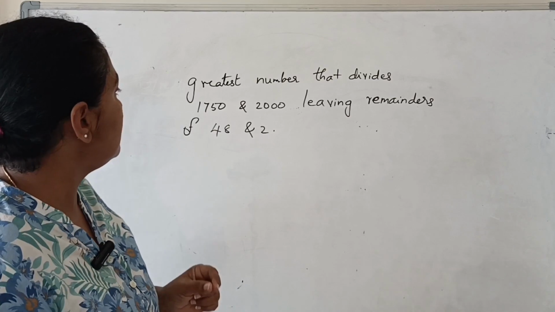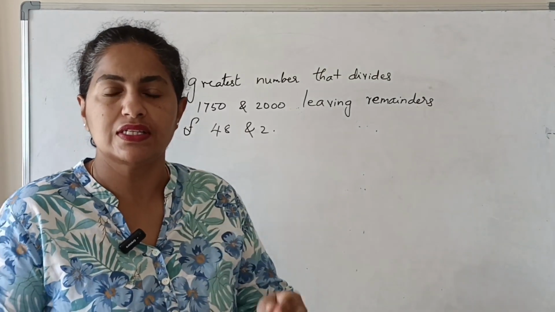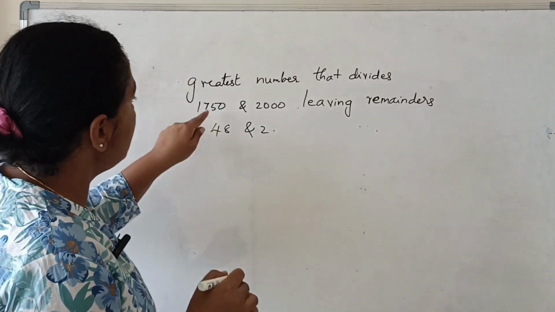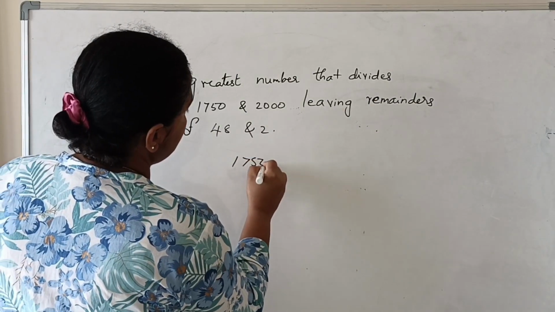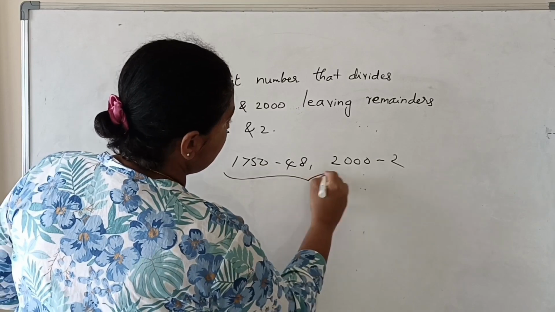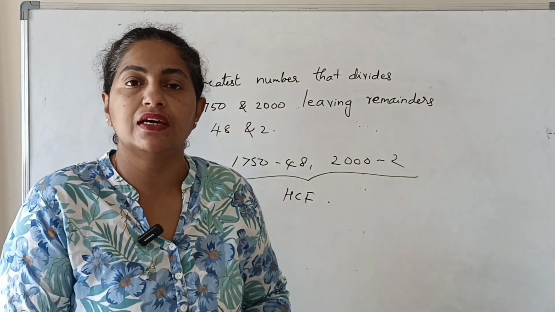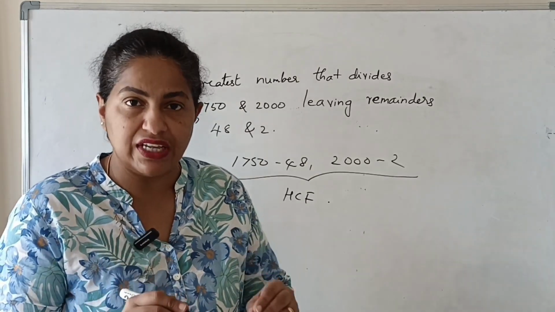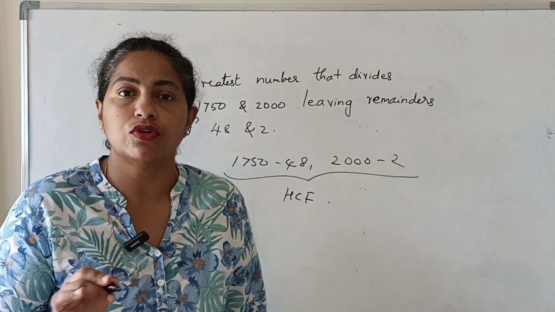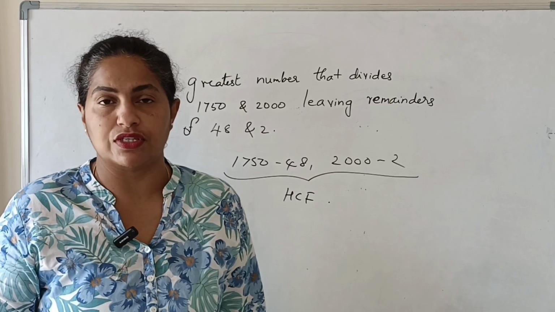Find the greatest number that divides 1750 and 2000, leaving remainders of 48 and 2. It is exactly similar to the sum that we did before. So, basically our answer would be, we need to subtract the remainders from the numbers and find their HCF. I hope you are clear with why we have chosen this step and what exactly to do when you are getting a sum like this. I am not going to go into the details of how to do the sum. I think you can well do the calculation and find out the answer for this.